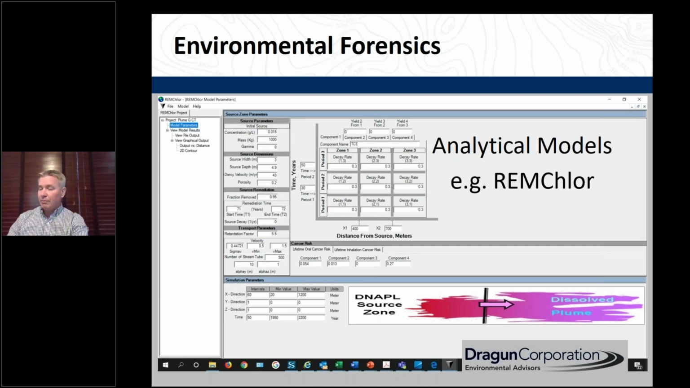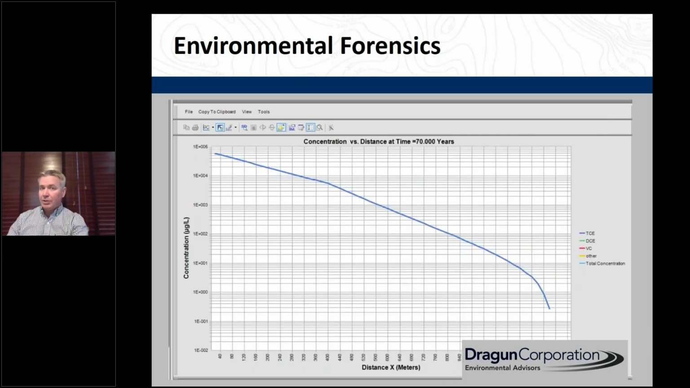So this is an example of the output from REMChlor. It's showing contaminant concentration on the y-axis versus distance on the x-axis at a time 70 years after the model start. So by looking at this type of output over time in the model, we can estimate how long it will take for the concentrations to drop below the cleanup criterion at the property line, for example.